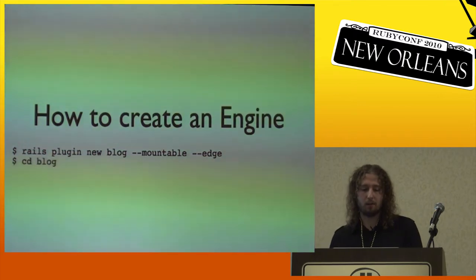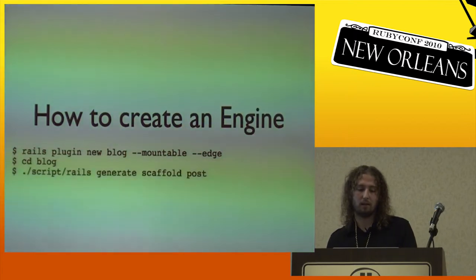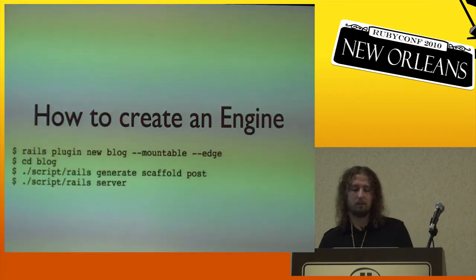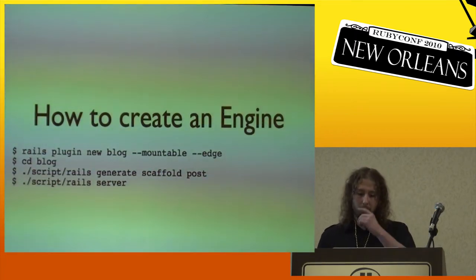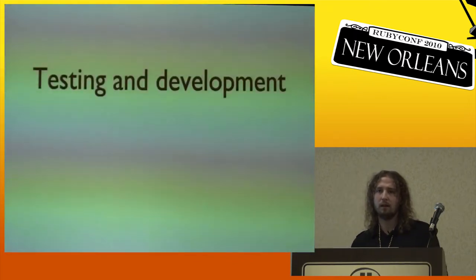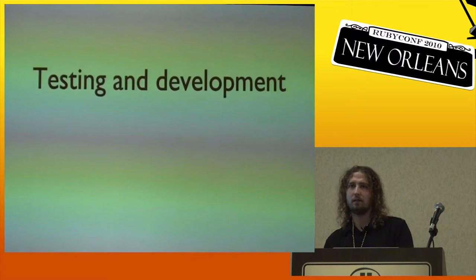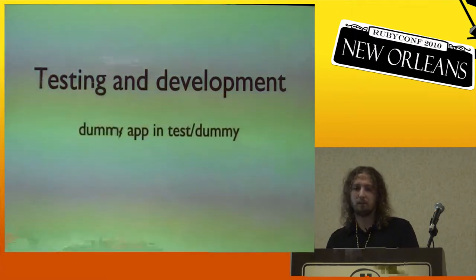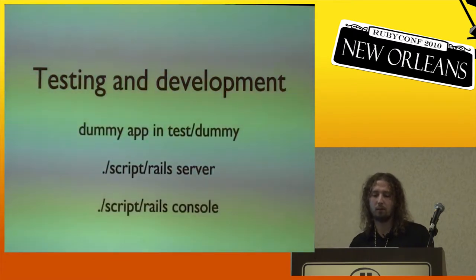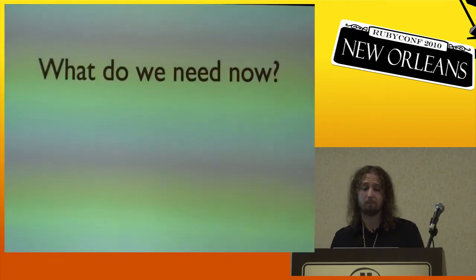And after doing that, you can just, for example, generate scaffold post and run the server. And it will behave just like a normal application, just mounted at some prefix. And I said that it's not possible to run an engine standalone, so you need some application to run it inside, and it's done by creating a dummy application, test/dummy. So when you use things like script/rails server or script/rails console, you just use the dummy application and the engine is mounted inside.